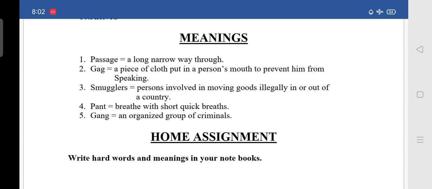And your home assignment is to write hard words and meanings in your notebooks. Students, I have given you hard words and meanings separately. I want you to write them neatly in your notes without any spelling mistakes, and also learn the spellings of hard words and also learn the meanings.